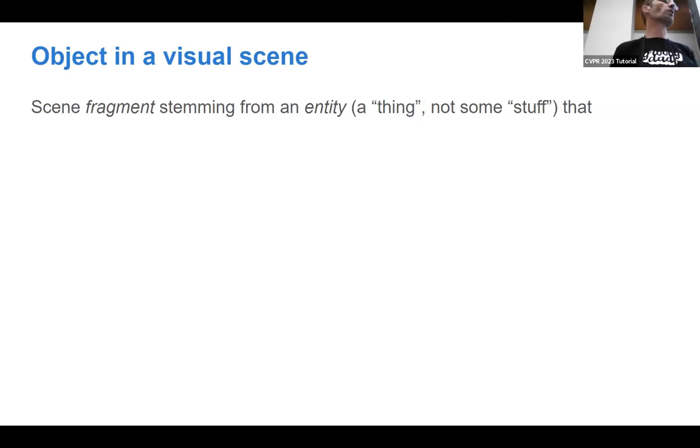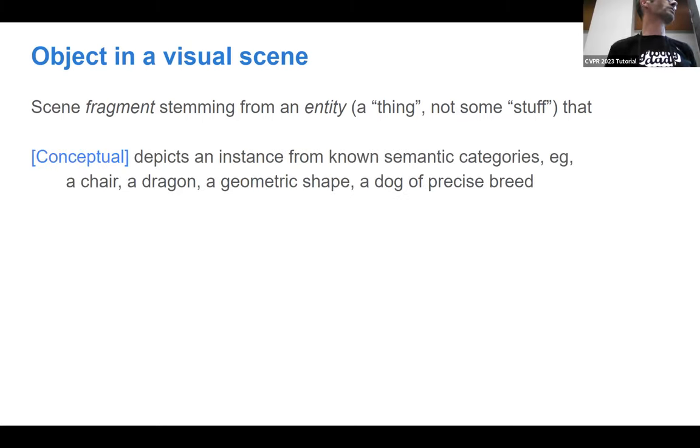We can call that a thing, as opposed to a stuff, which is also a distinction made in some papers. I'll come back to that later. And this entity, we can take different angles on it. The first one is conceptual or semantic. In that case, this visual entity depicts an instance of a class of object, a category, not necessarily existing. So it could be a dog or a dragon or something geometric or a very specific type of dog, etc.